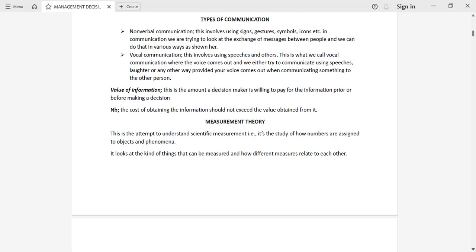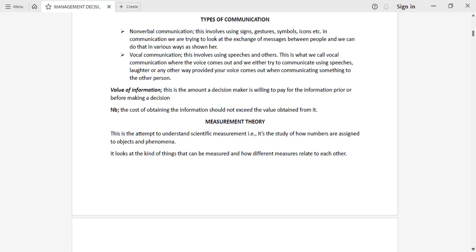So the rest we shall look at them as we reach there. But for now, what you have to look at for the value of information is that you have to know the cost you have incurred, and you know the benefits that you are going to get from that information you are paying for. Then what will happen is that the cost shouldn't exceed the value you are expecting to receive.